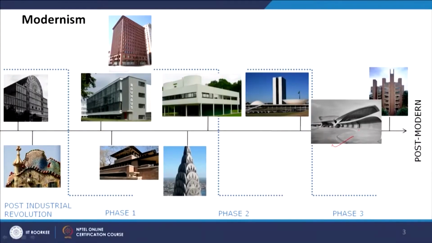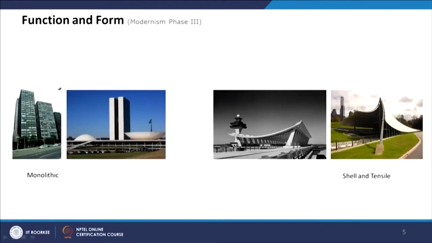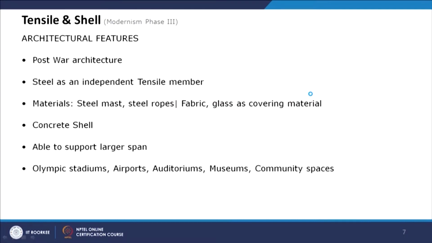This is an example of this particular style, which got translated from the internationalist movement, and gradually form started becoming more complex and more dynamic. From the rectilinearity of the form, there were curves but pure geometric curves, and where form was important as monolithic, there was more curvilinearity and more dynamic forms in shell and tensile structures. We have discussed a few examples, and the architectural qualities, because it was post-war architecture, which is why the curvilinearity and dynamism could be constructed. And the building types we have already discussed require larger spans, and these building types started evolving after the post-war scenario.